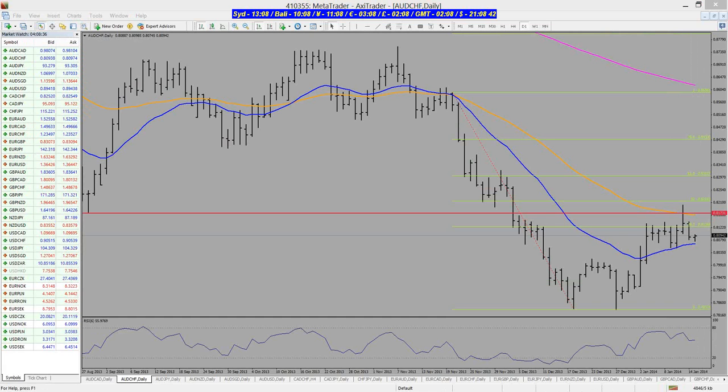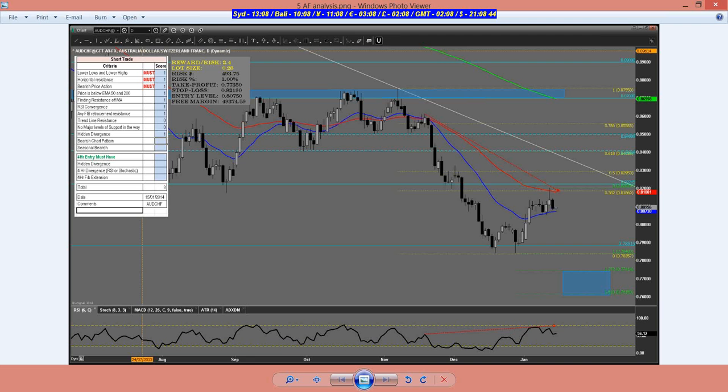What have we got here? This is Aussie Swiss. Yep. Convergence. Resistance line. There's your target around there. Again, I'll just be wary of this double bottom here.